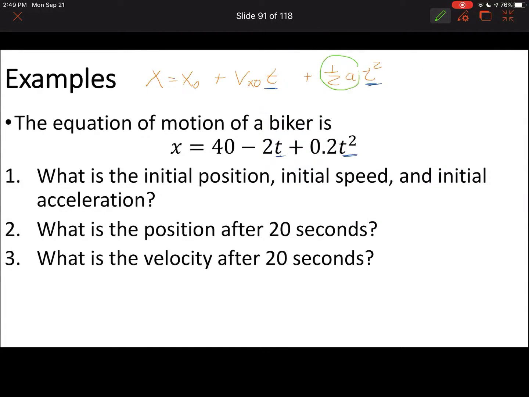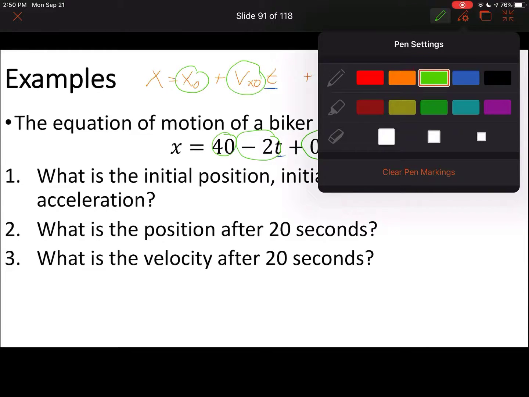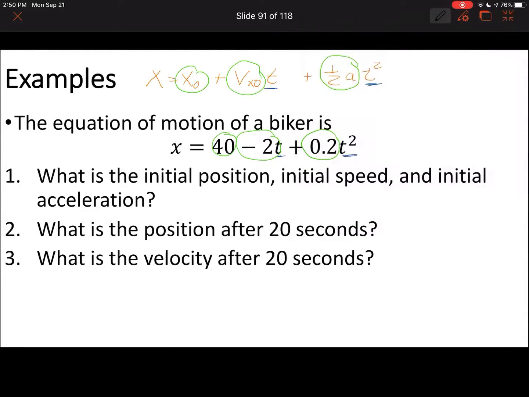So I have 1/2 a is 0.2. I have Vx naught is -2. Negative is important there. And I have an x naught equals 40. And just from this alone, I know x naught must be 40. I know Vx naught must be -2. I don't know that a is 0.2, but I know that half of a is 0.2. So let's figure these things out.